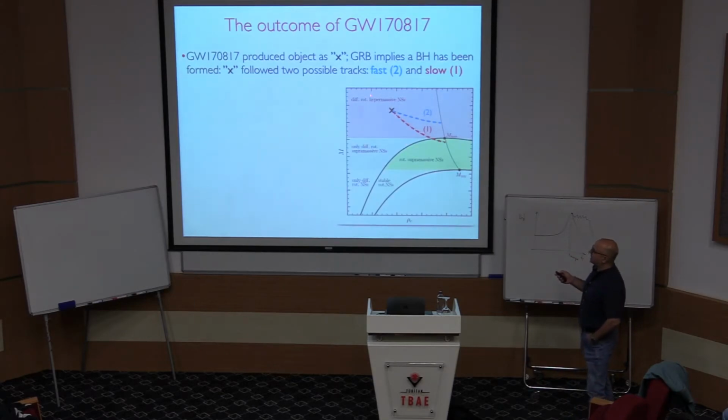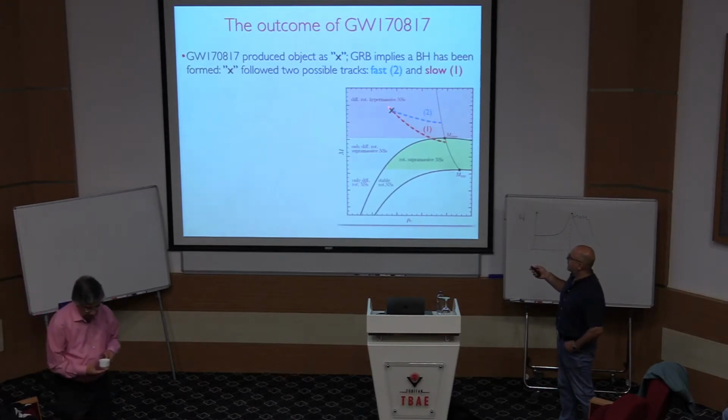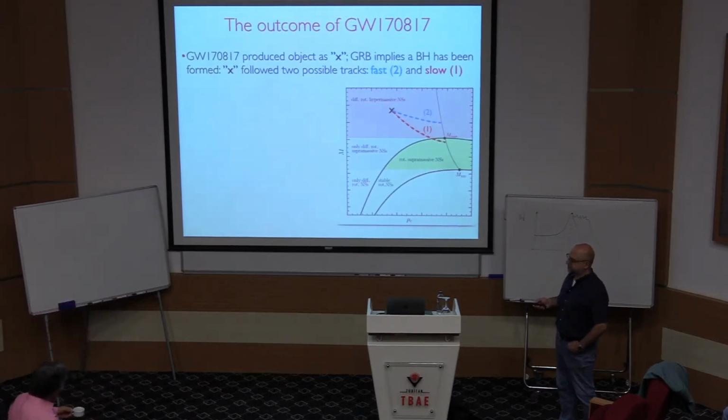GW170817 produced a hypermassive neutron star, so at 2.74 solar masses, very high mass, and it then produced a gamma ray burst. And in the standard picture, a gamma ray burst needs a black hole. So that means that whatever produced GW170817 here must have gone across this line, because in order to produce a black hole, you have to cross this line. And so you have two options. Either you cross this line along trajectory number 2 or along trajectory number 1.